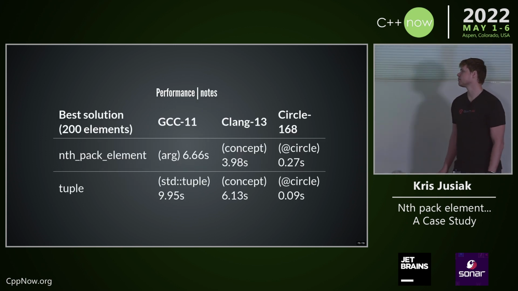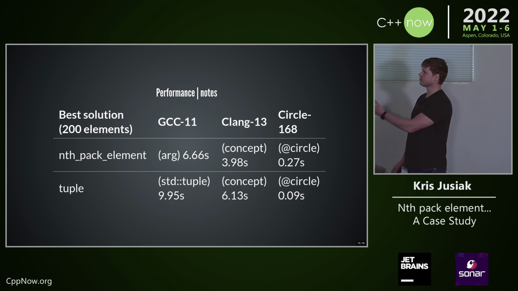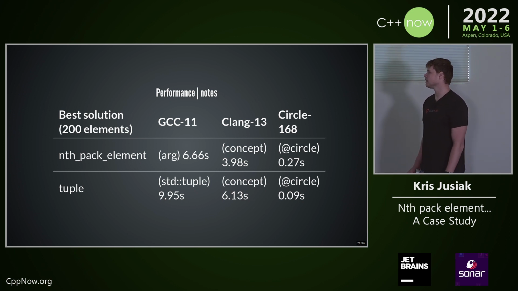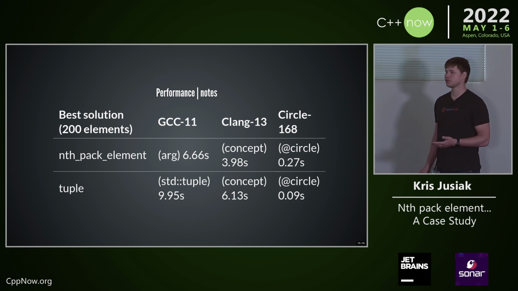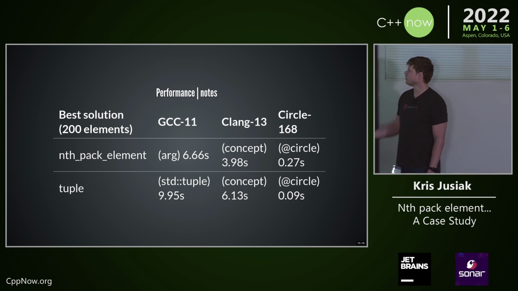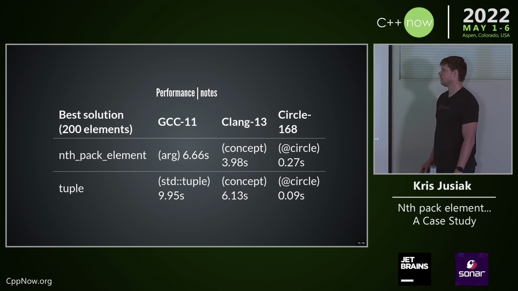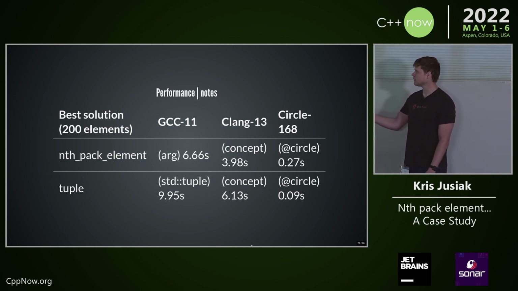Some notes regarding that, just to see where the compilers stand relative to each other. I use the newest available compilers, and compare the best and the worst solution for 200 elements, because that's the use case which I cared about the most. So we see that for GCC 11, the arc expansion was the fastest, 6 seconds. For Clang, the concept expansion was the fastest, 4 seconds.